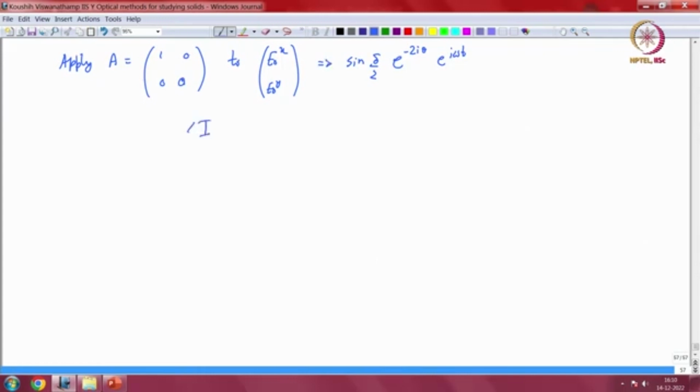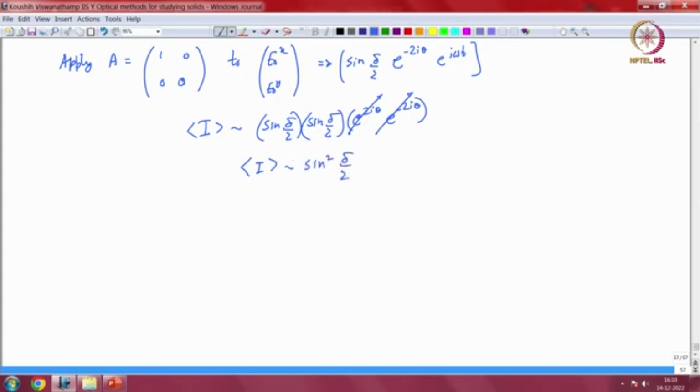Now again the time average intensity is proportional to the square of this, the complex conjugate times this. So it will be sine delta by 2, sine delta by 2; the complex conjugate will change this term, this term anyway is going to go away for the time averaging, and these two will of course cancel each other out. So the final intensity that you see in the dark field image for a circular polariscope is given by this. And like I mentioned before, this is independent of theta.